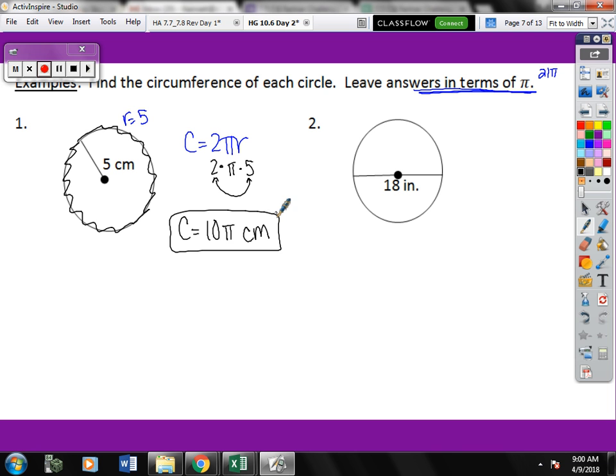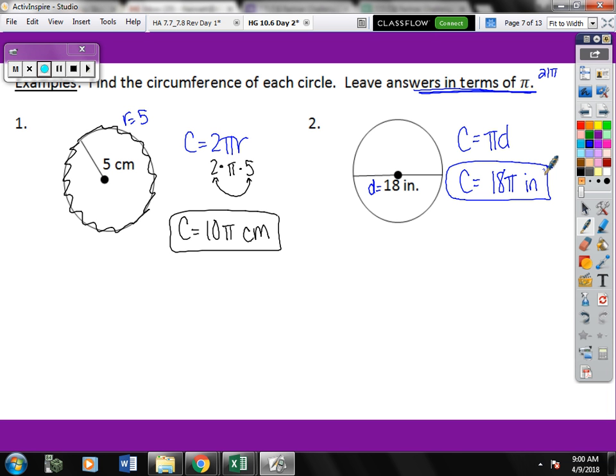Now the next one, we see that the diameter is given to us, 18. So for this one, I might use my pi d formula. That way I don't have to divide by 2 to find the radius and then double it again. So the circumference would just be 18 pi inches.